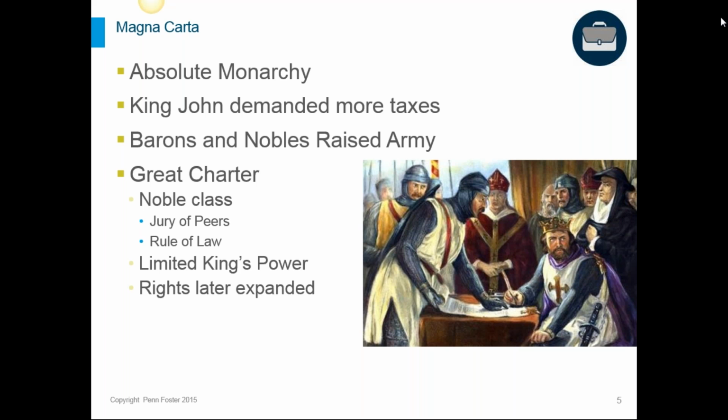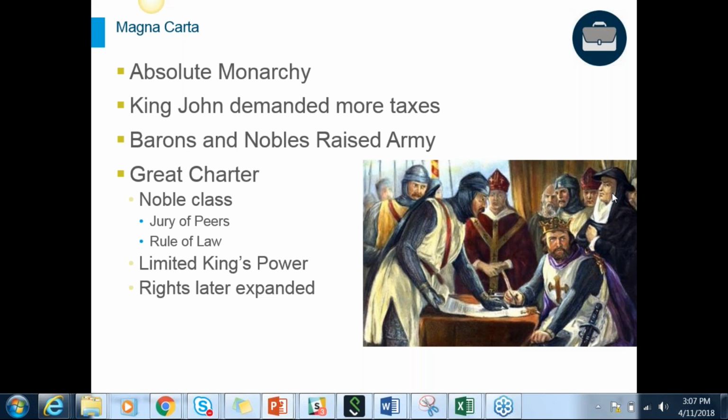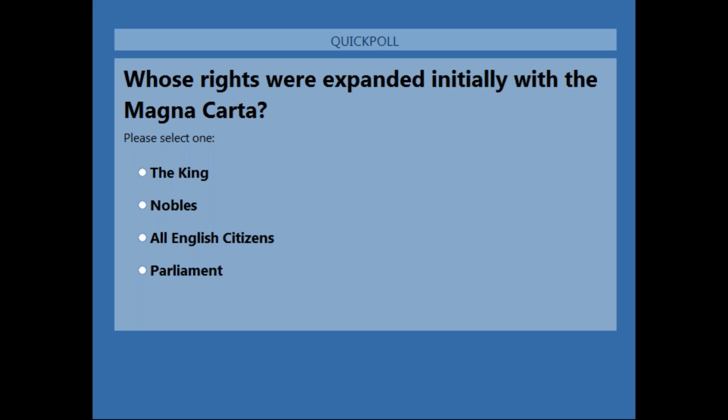And this leads us to our first poll question. That question is, whose rights were expanded initially from the Magna Carta? Was it the king, nobles, English citizens, or Parliament? Who gained greater authority or greater rights after the Magna Carta? Give you guys about 5 more seconds.